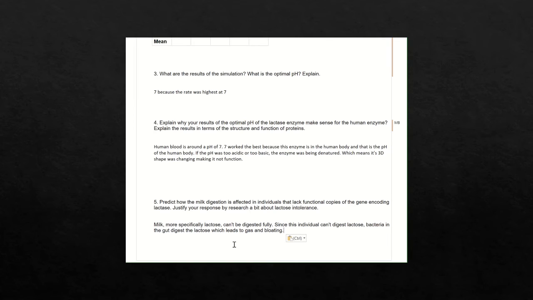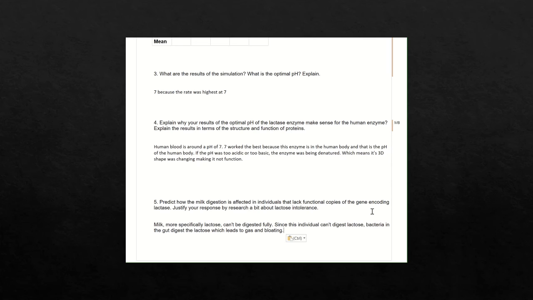Then the next one, you might have had to do a little bit of research, so I did this for you. But if you have any sort of lactose intolerance, you know about this. Milk, more specifically lactose, can't be digested fully. And since the individual lacks functioning copies of the gene encoding lactase, in English that means they can't make the enzyme. So since this individual can't make the enzyme, they can't digest lactose. What happens instead is bacteria in your gut digest the lactose, which leads to an overproduction of gas and bloating inside of you, which causes pain and a lot of discomfort.